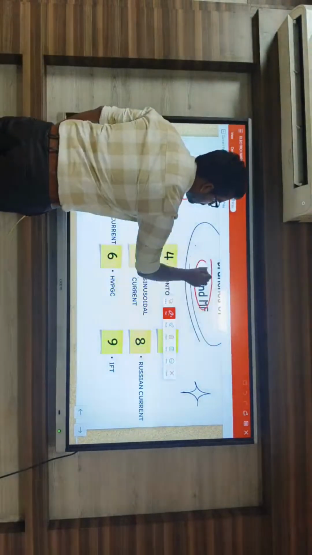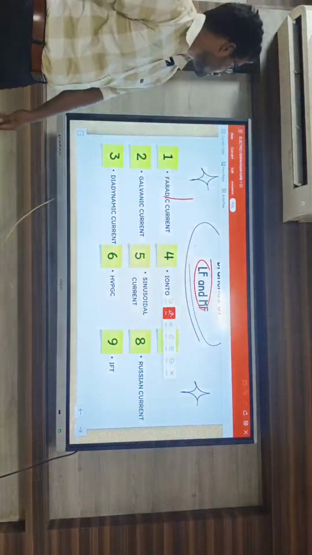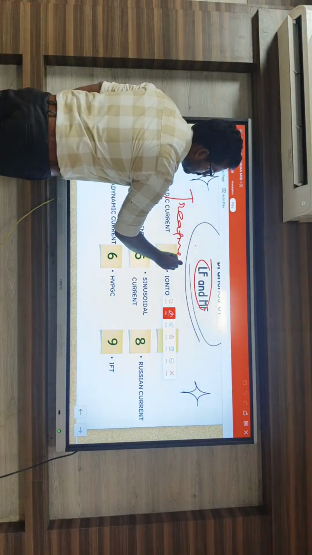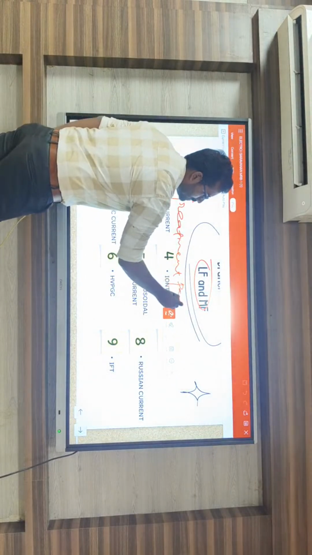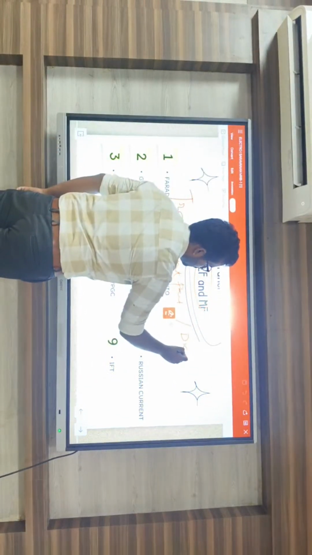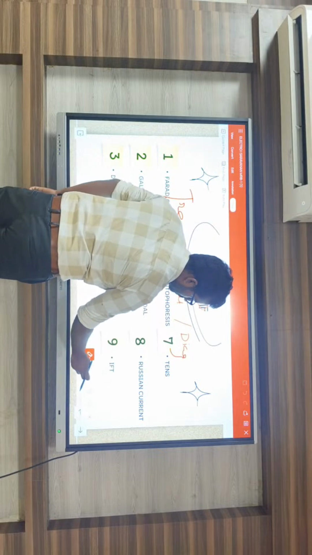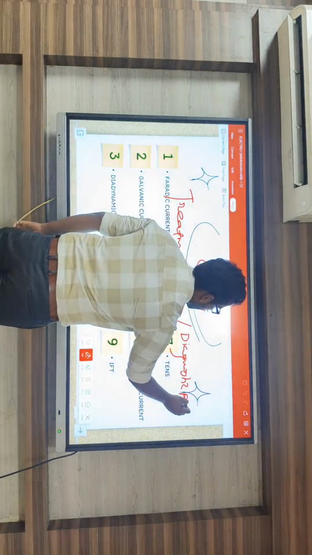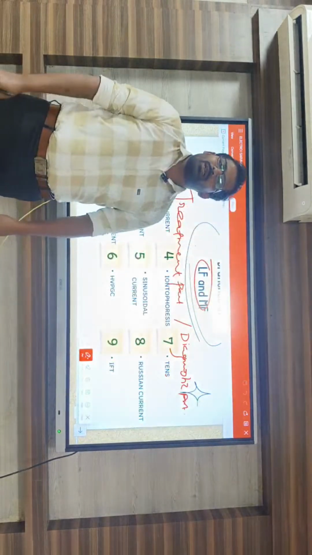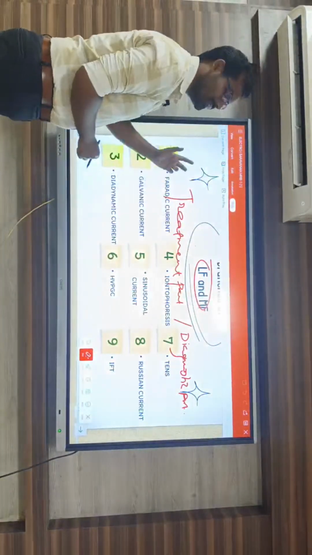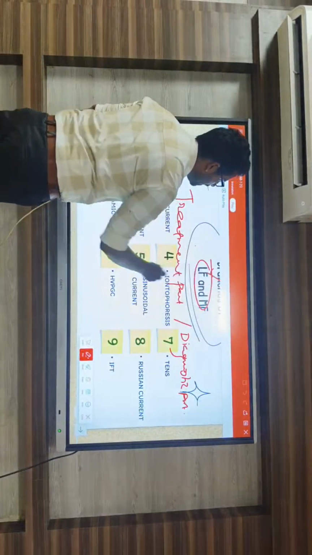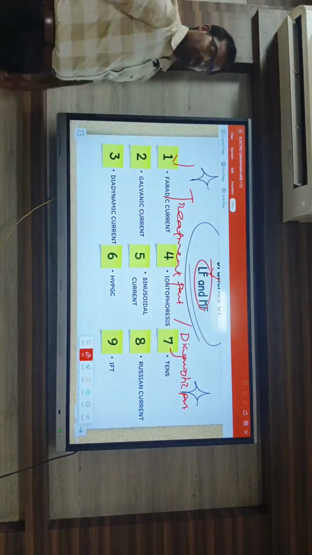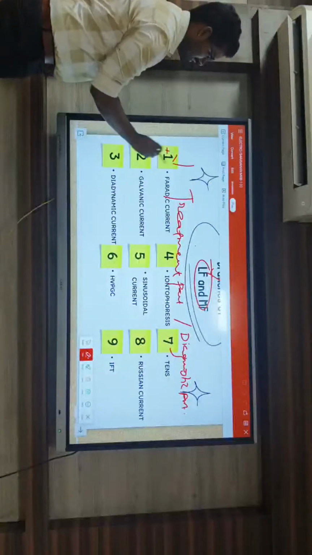The branches of the low frequency and medium frequency currents are the treatment part and the diagnostic part. So in our electrotherapy one session, that is the combined portion of low frequency and medium frequency, right? This is the Faraday current we already discussed, so we'll skip it now.